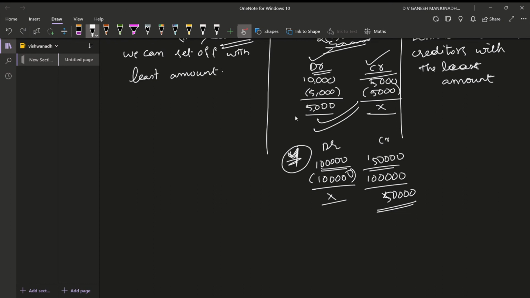So these are the basic adjustment entries which we have to take into consideration. In the next class or next video, we can discuss the remaining adjustments.